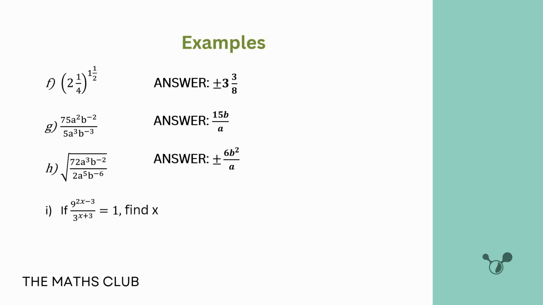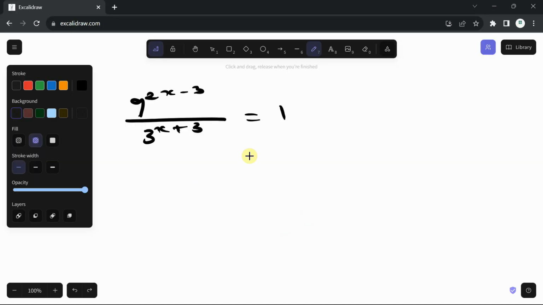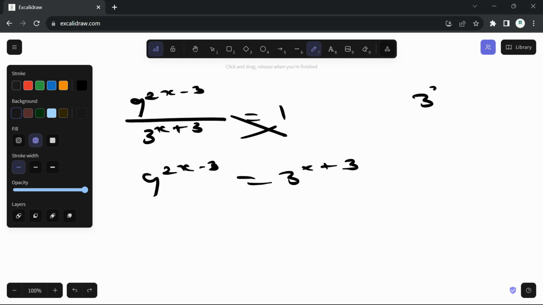Now this question is saying, if 9 raised to the power of 2x minus 3 all over 3 raised to the power of x plus 3 is equal to 1, find x. So first things first, let's cross multiply. 9 raised to the power of 2x minus 3 is equal to 3^(x+3). One thing that we know is that this 9, I can equate it to 3 squared, because 3 squared is equal to 9.